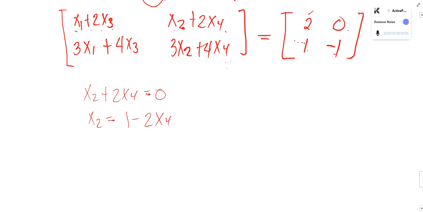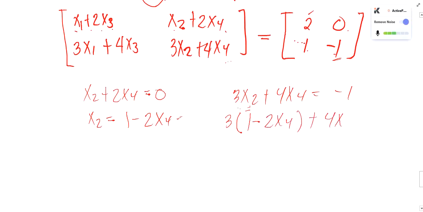And then, second column natin which is 3x2 plus 4x4 that is equal to negative 1. Ito yun. Masasolve natin yung value ng x4. So, meron na tayong x2 in terms of x4. Substitute natin itong value natin dito sa equation. So, 3, yung x2 natin is 1 minus 2x4 plus 4x4 that is equal to negative 1.